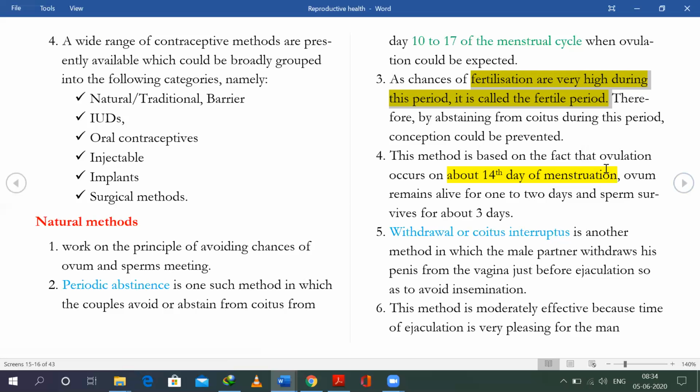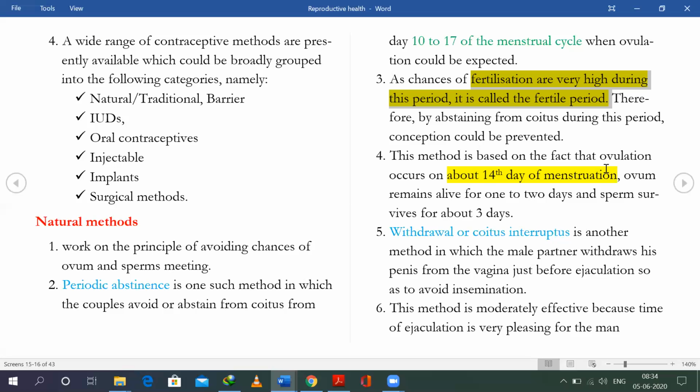Therefore the couple has to understand the menstrual cycle of the female partner. Accordingly, they can plan their sexual act so that the pregnancy can be avoided. That is the periodic abstinence.